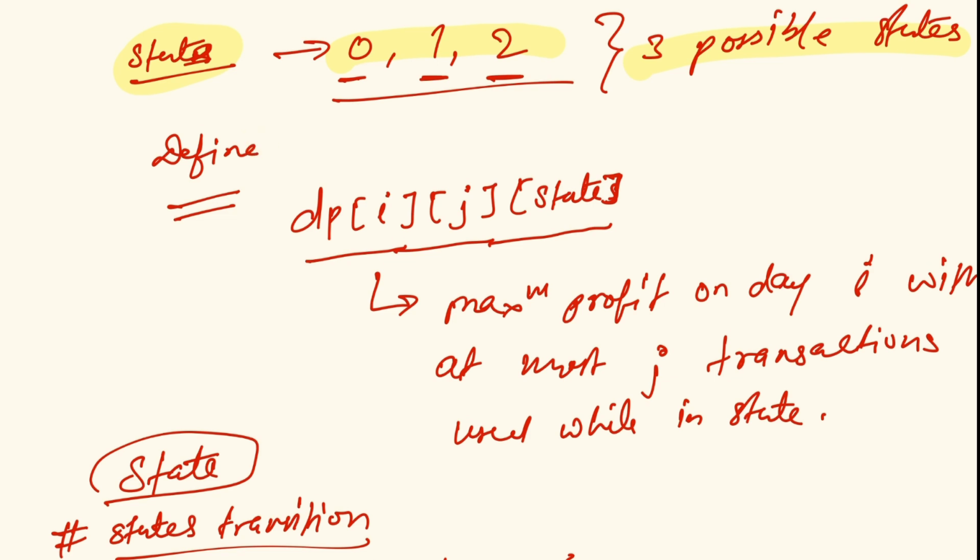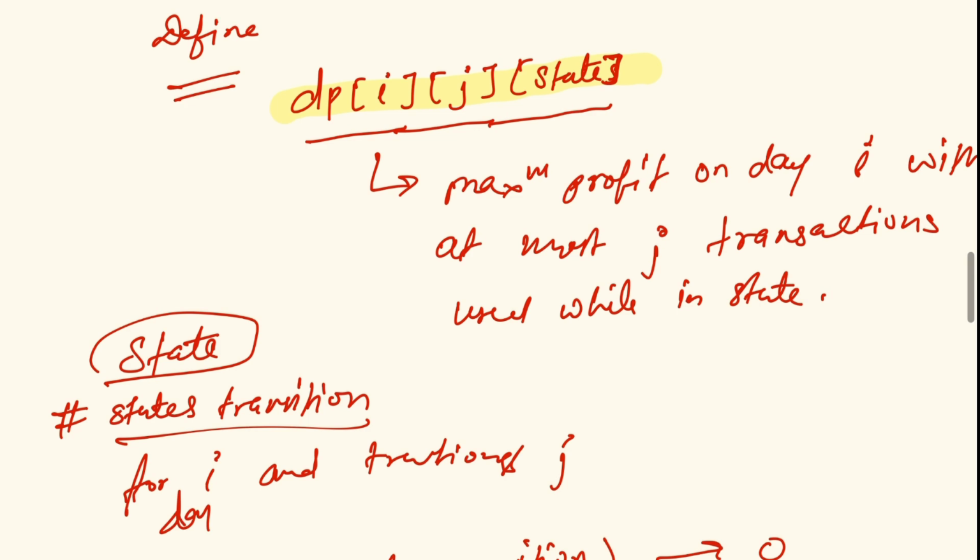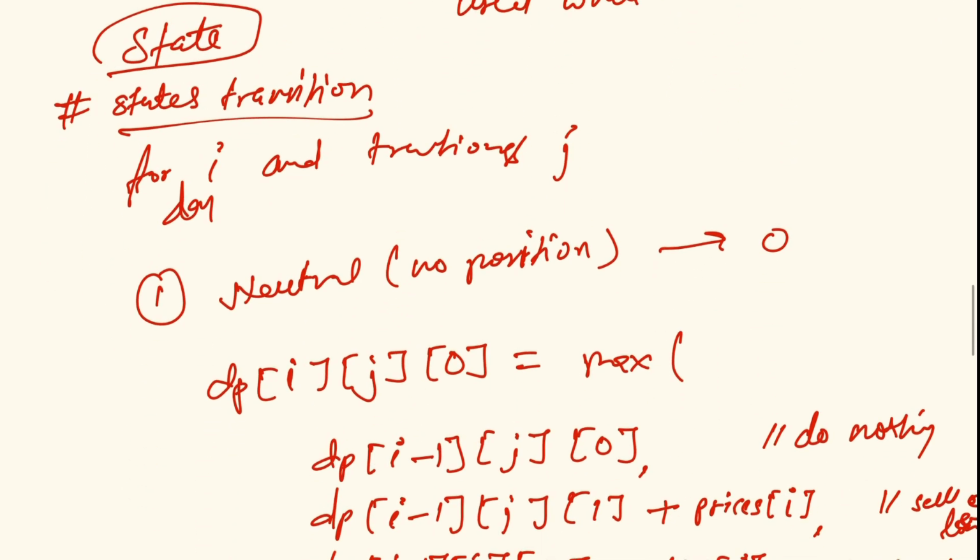So if we define the states, it will look like dp at i, j, and the state. Means i, j and state define the dp. So the maximum profit on the day i, for this case, where at most j transactions are possible, which is used in the state, and there are three states. So if you talk about the state transition, for day i, how many transactions?